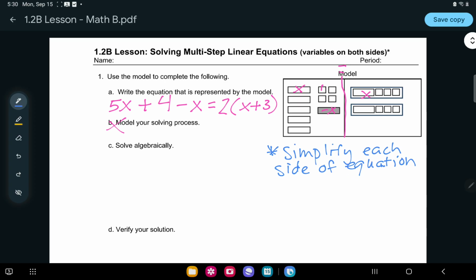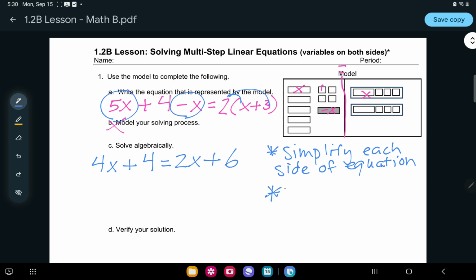So how we do that is we just combine like terms on the left side and combine like terms on the right side. So on the left side, I have a 5x and a negative x. 5x and negative x will equal 4x. And then I still have a plus 4 equals. And then you can do this in 2 steps or you can do this in 1 step. But I'm going to go ahead and distribute as well. So 2 times x and 2 times 3 equals 2x plus 6. Now we have something where I can't combine an x and a 4, and I can't combine a 2x and a 6. So I have simplified each side separately first.